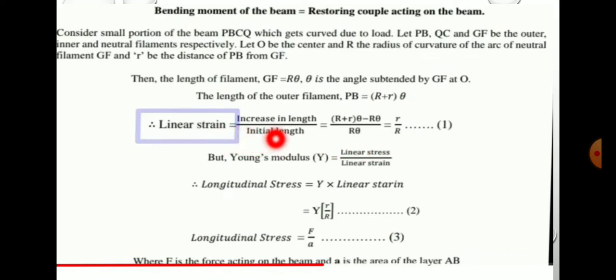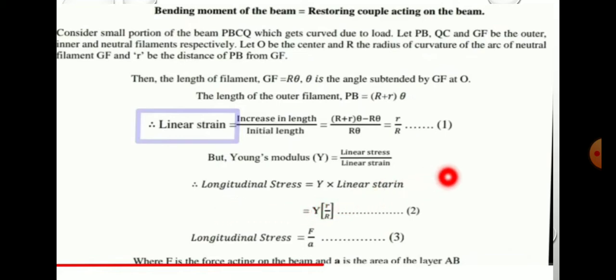Here we consider the increase in length, or change in length, so we have to consider the Young's modulus, denoted as Y. We define the Young's modulus as the ratio of linear stress to linear strain. So longitudinal stress is equal to Y into linear strain. Putting the value of linear strain, that is r by R, we get equation number 2.